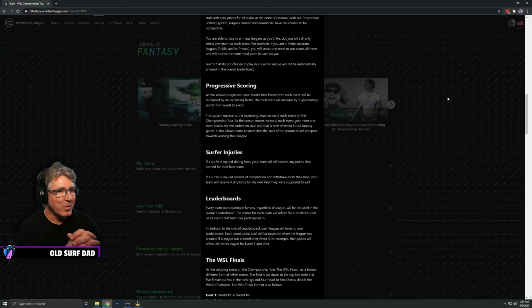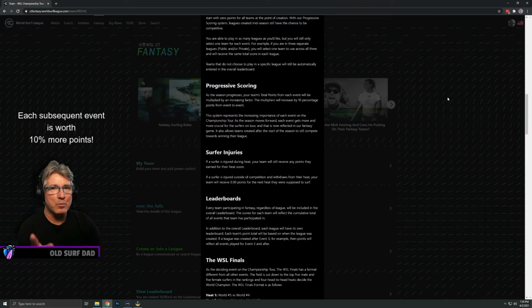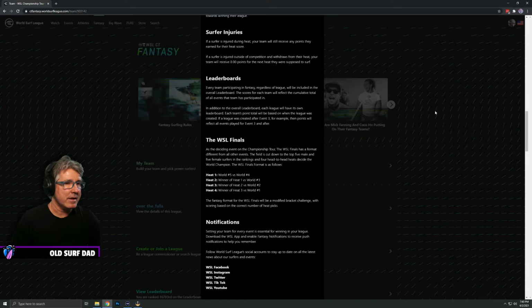What you're going to want to do here is know this information. The multipliers will increase by 10 percentage points from event to event. So in other words, as the season goes on, each event is worth 10% more. So if you did really well at Pipeline, don't claim too hard, because this next event, which is now Newcastle, is going to count for 10% more. And then the event after that, Narrabeen, will be 10% more, and so on.